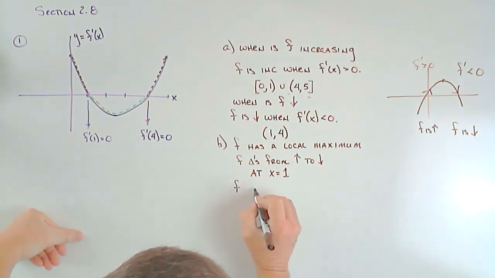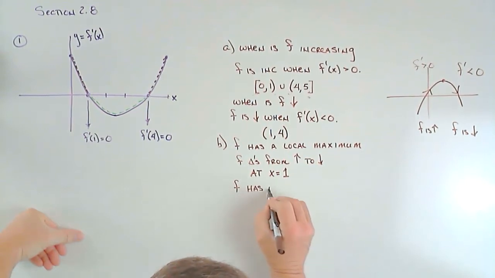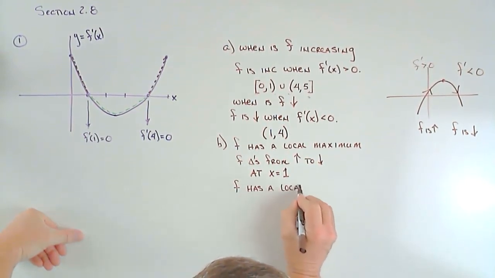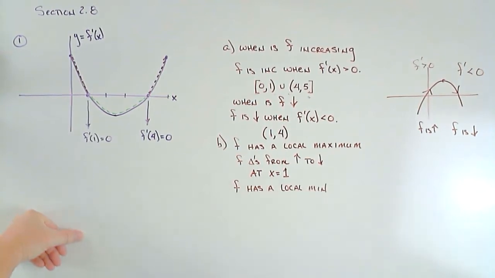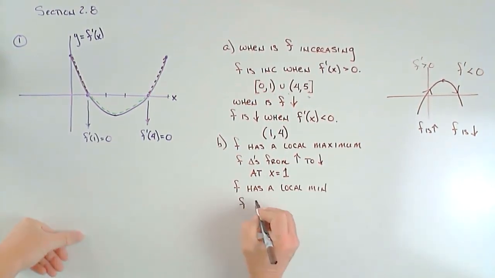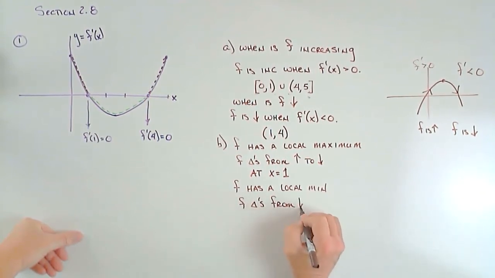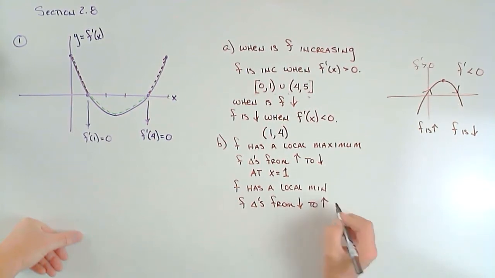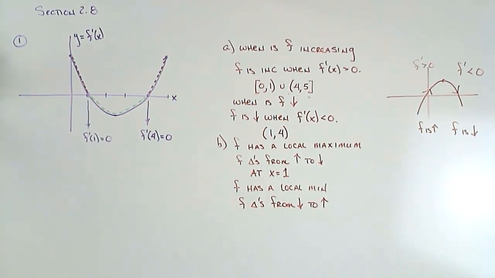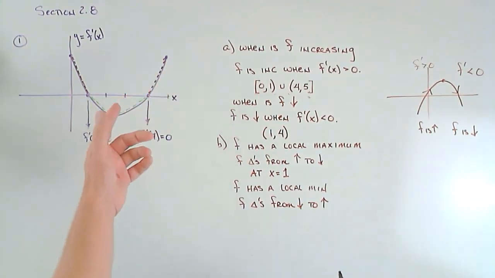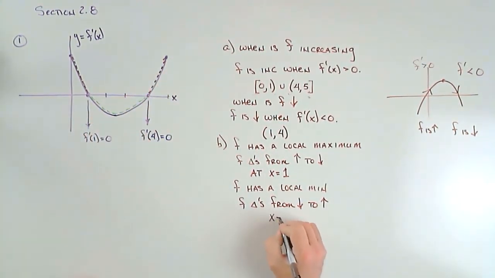Also in part B, it says f has a local minimum. Now, if we just flip the logic here, that means f changes from decreasing to increasing. So when does our function change from decreasing, derivative negative, to increasing, derivative positive? Well, here the derivative is negative, it's below the x-axis. Here the derivative is positive, it's above the x-axis. So that occurs at x equals 4.